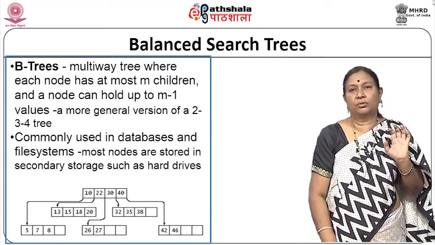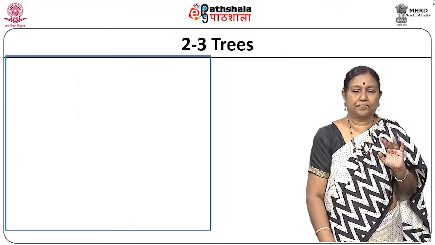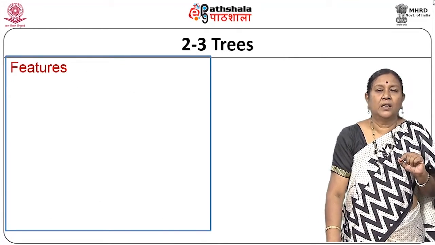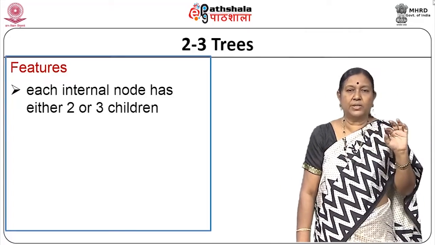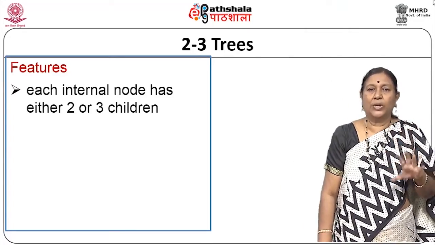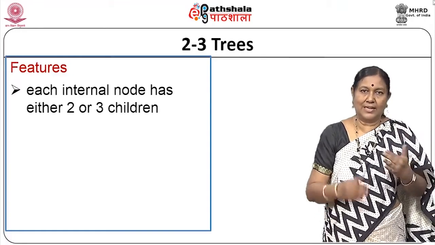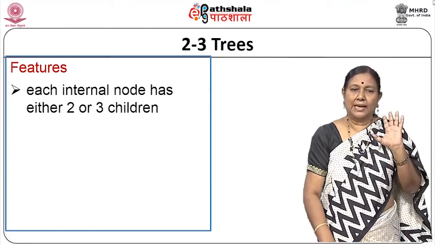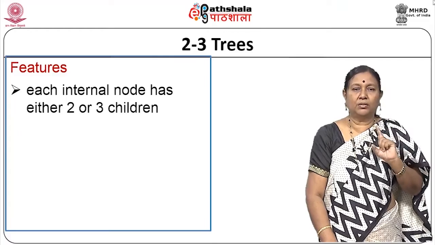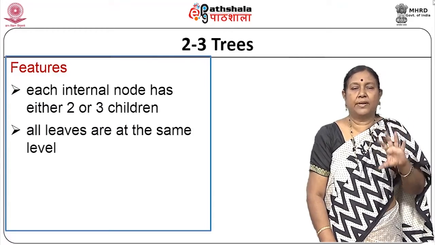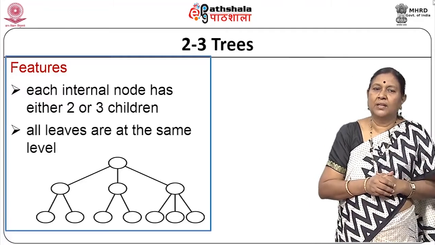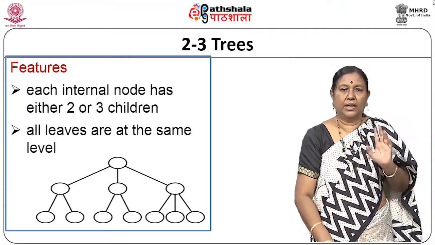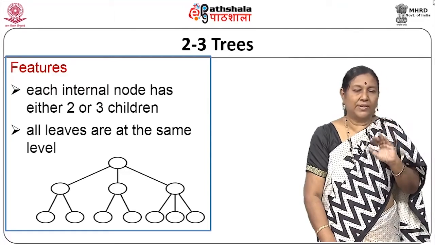Now, let us go into detail on 2-3 trees. The feature of a 2-3 tree is each internal node. Here we are distinguishing between an internal node and an external node. External node means all the leaves. So, an internal node can have either 2 or 3 children, and all leaves will be at the same level. This is an example of a 2-3 tree. We will go into details about this again.